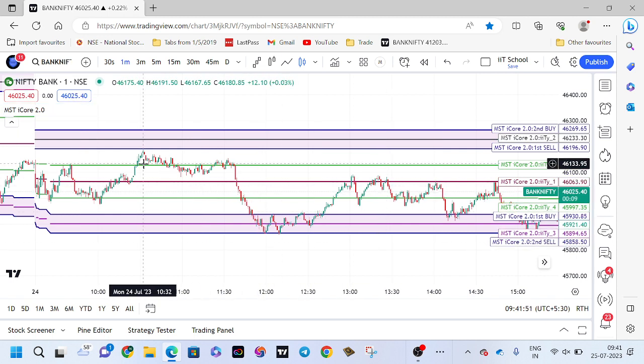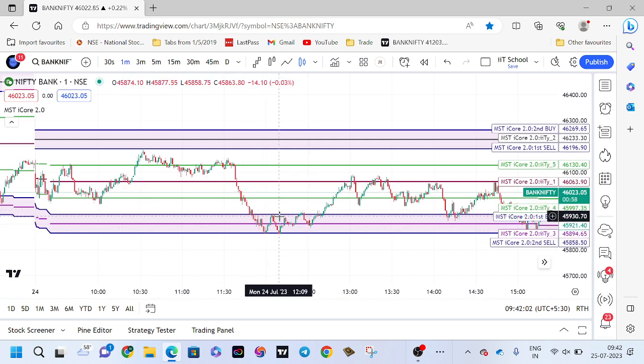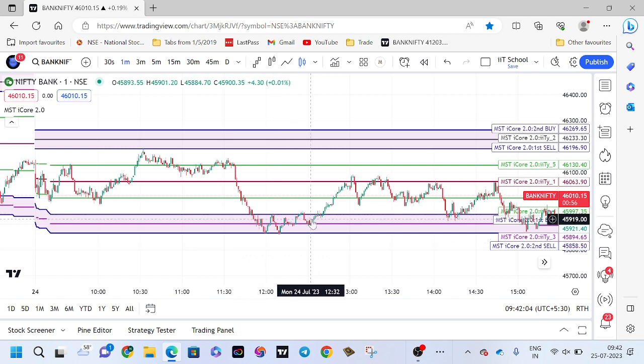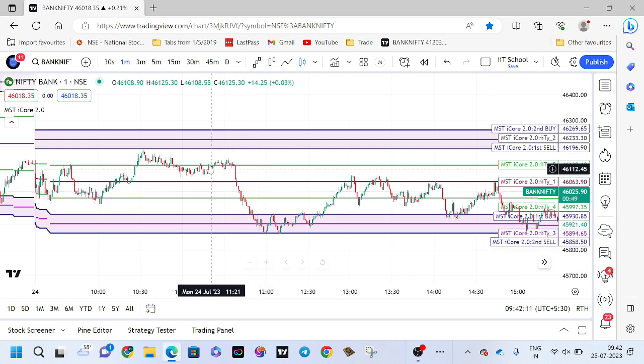See here, high 46,191 and our entry 46,190 yesterday. So exactly we got sell activated here and all the targets hit. And here you can notice buy activated, SL hit. It is not valid, because what we are saying is, if sell is activated, there is no buy at all.